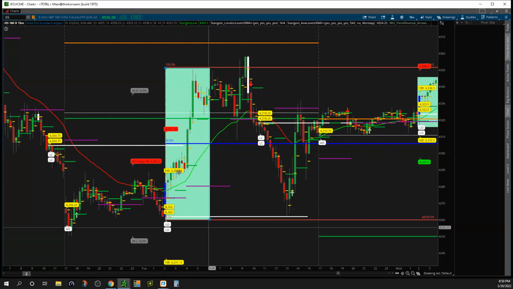What we got? Standard line green. See, I love hype. I love hyping this up. Standard line green. London opens price. Buying low. You know they're gonna sell the high.